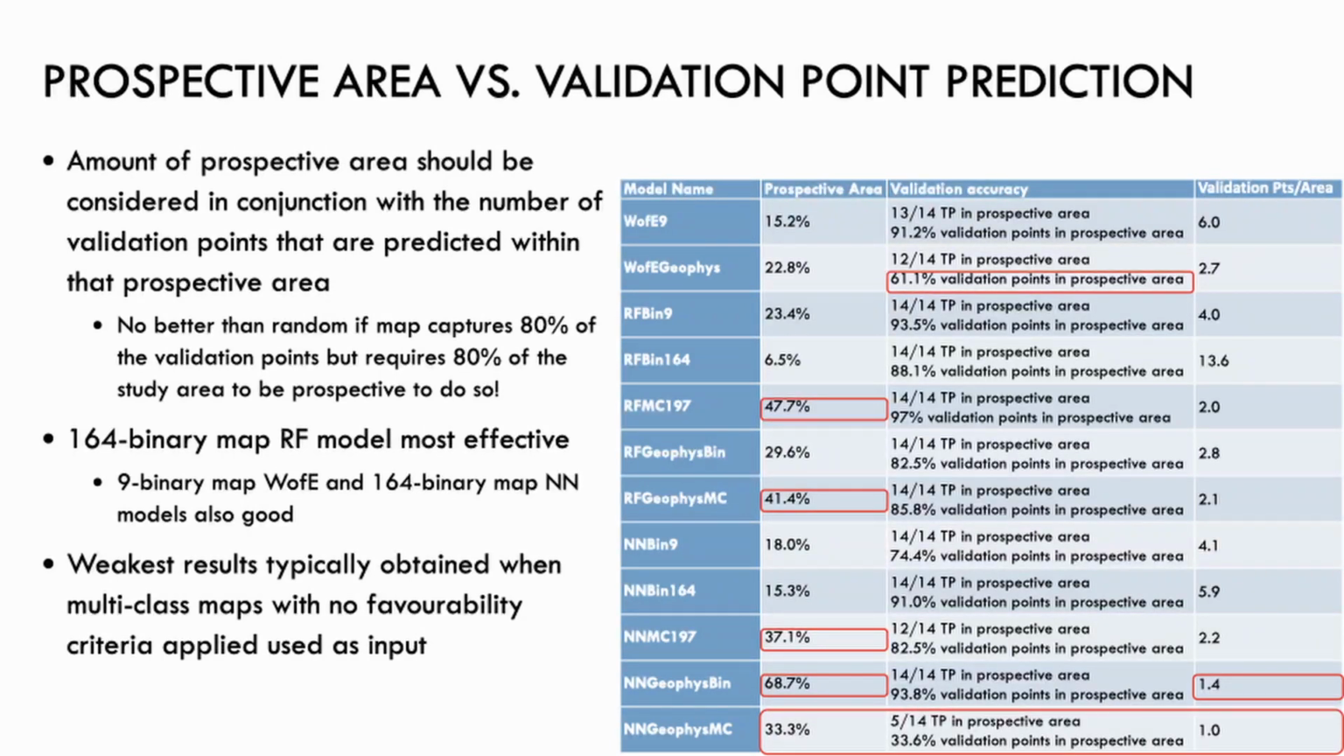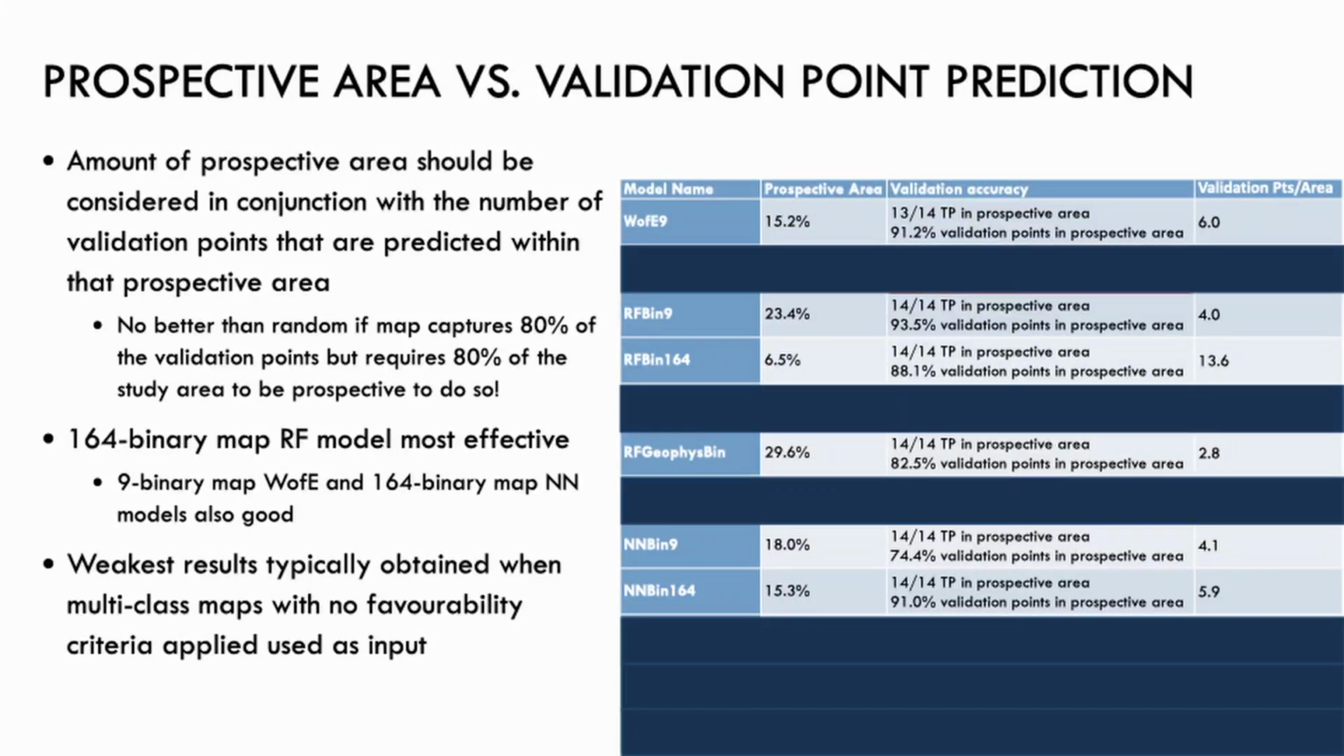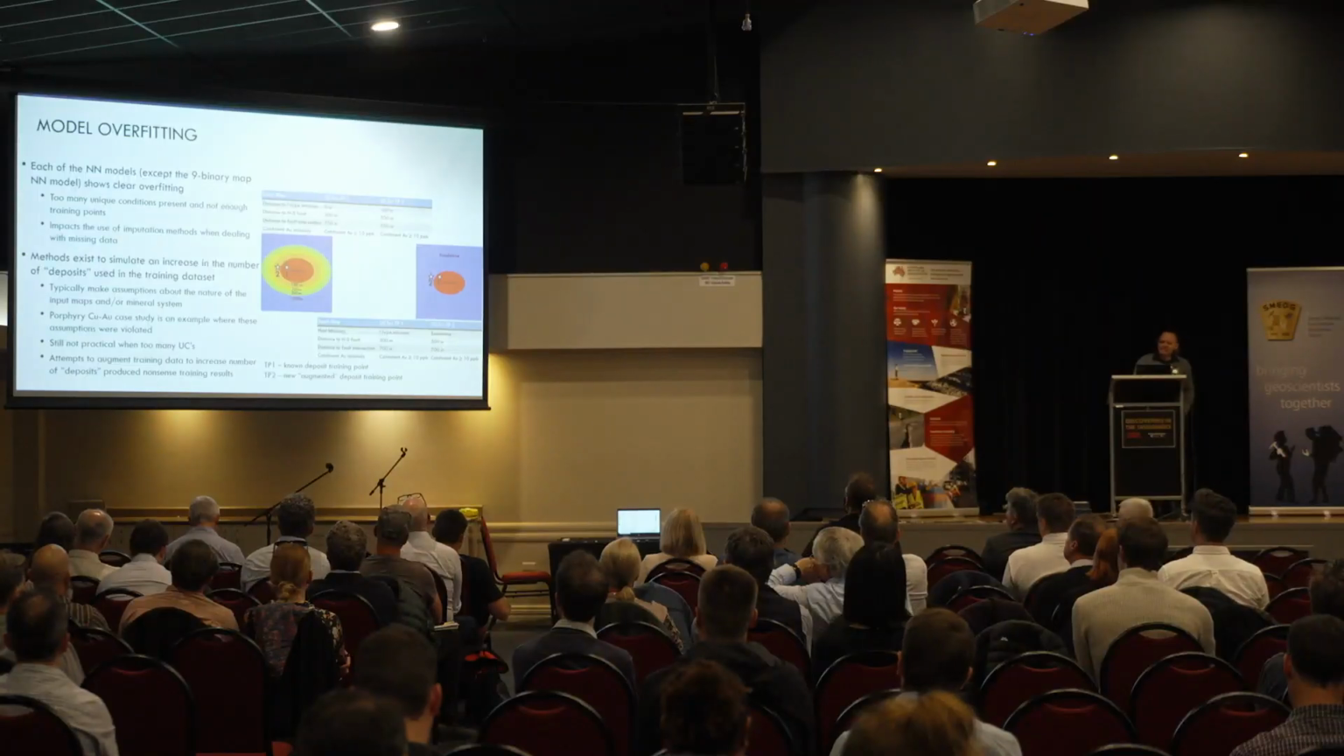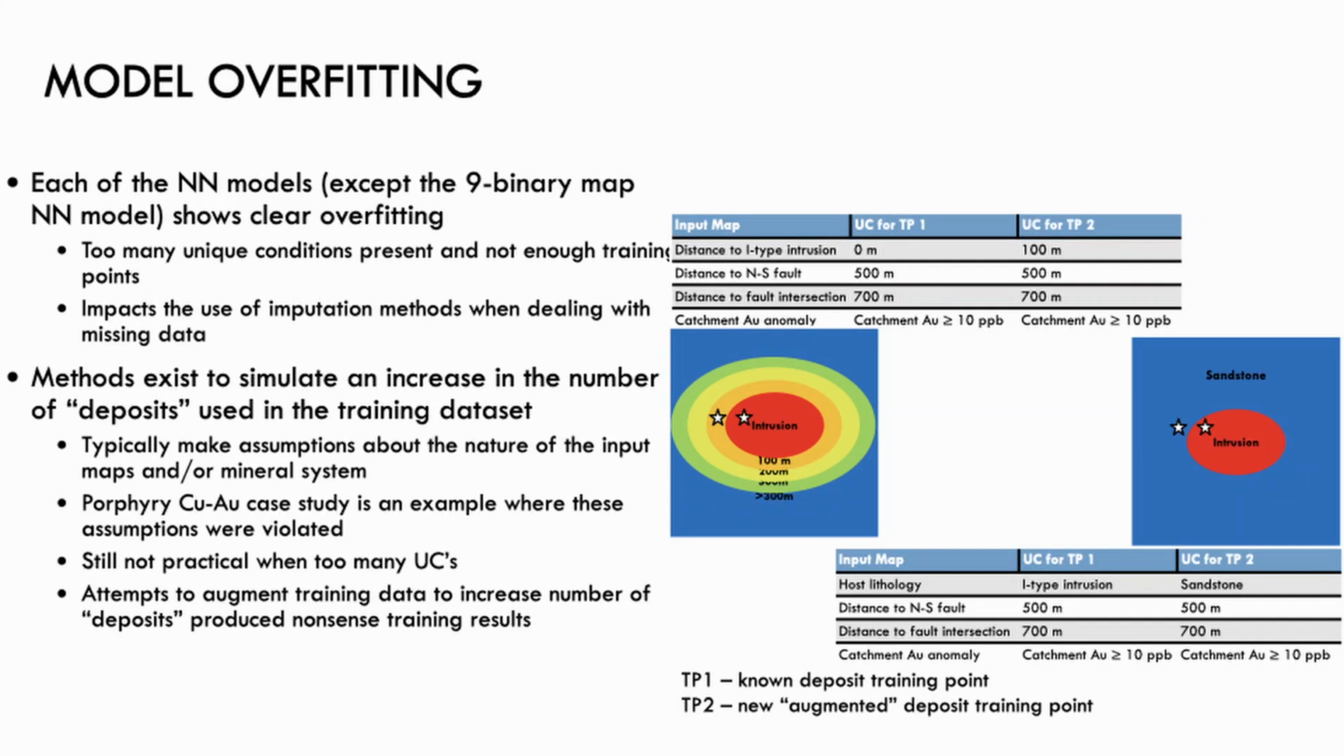So out of the 12 models that we'll run, realistically we can probably ignore 6 of them because they have issues with various aspects of the modelling process. And this basically comes down to what is known as overfitting of the model. This is a more common occurrence with neural networks and is essentially the result of having too many unique conditions or feature vectors that need to be predicted and not having enough training data. And so this impacts the use of imputation methods when dealing with missing data.